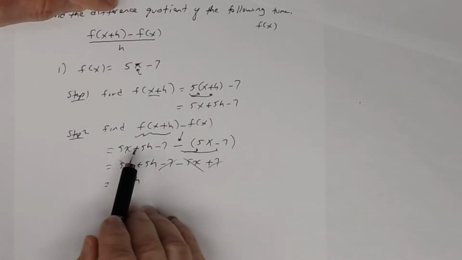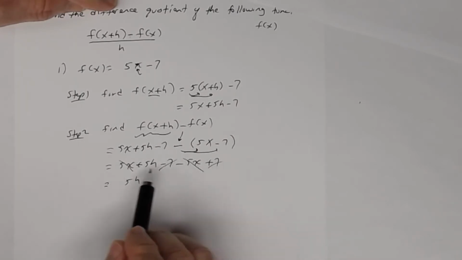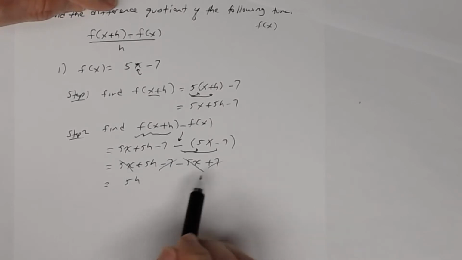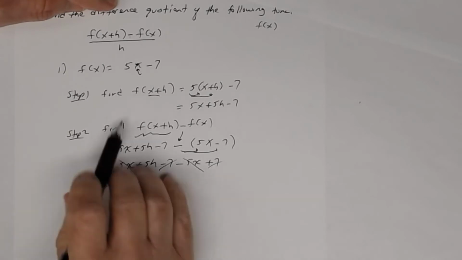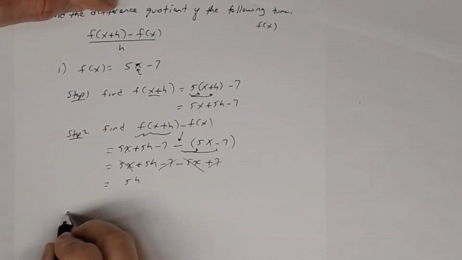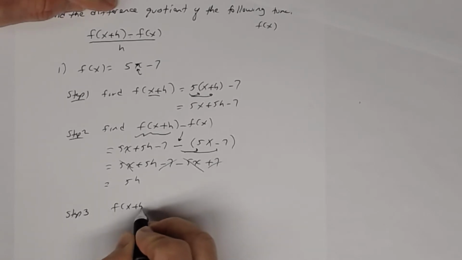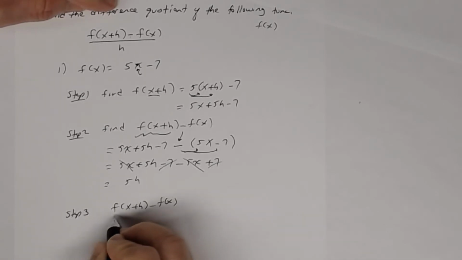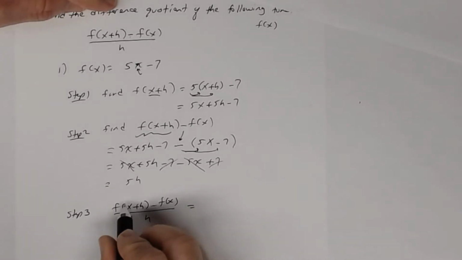In step 2, when you get to this point, every term that does not have a factor of h will cancel out. Its opposite will be there as well. All right, and then finally, step 3 is you take what you just did and divide it by h. So step 3, you're going to say f of x plus h minus f of x, all being divided by h.